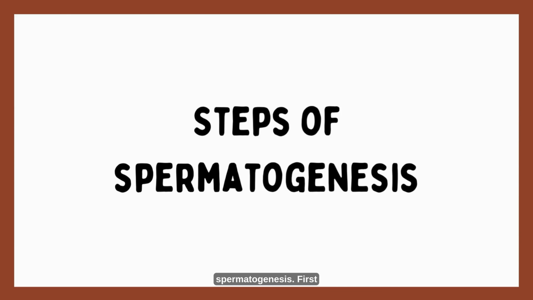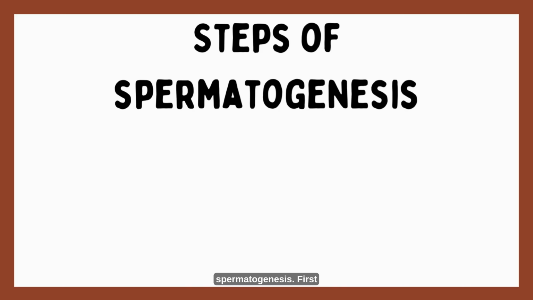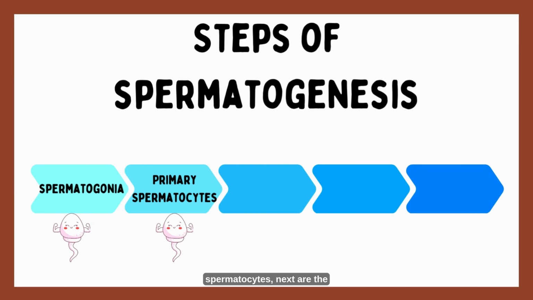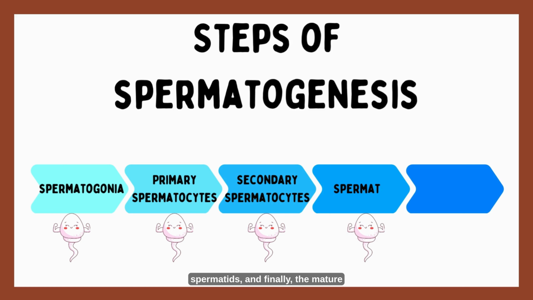Steps of spermatogenesis. First is the spermatogonia, followed by the primary spermatocytes, then the secondary spermatocytes. Next are the spermatids, and finally, the mature sperm cells.